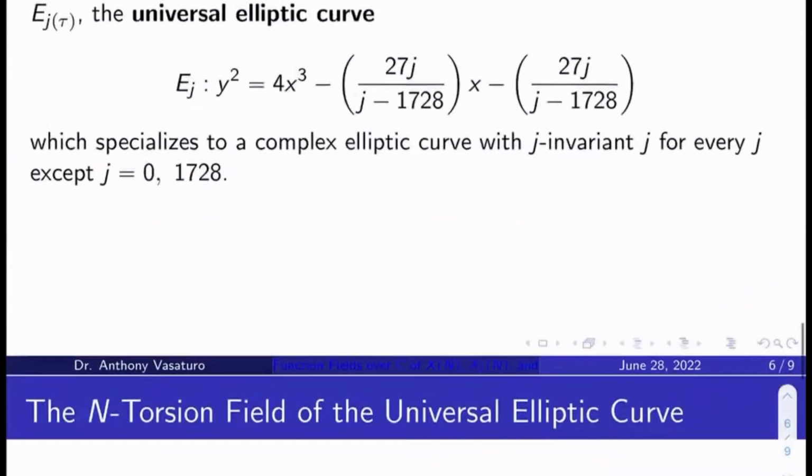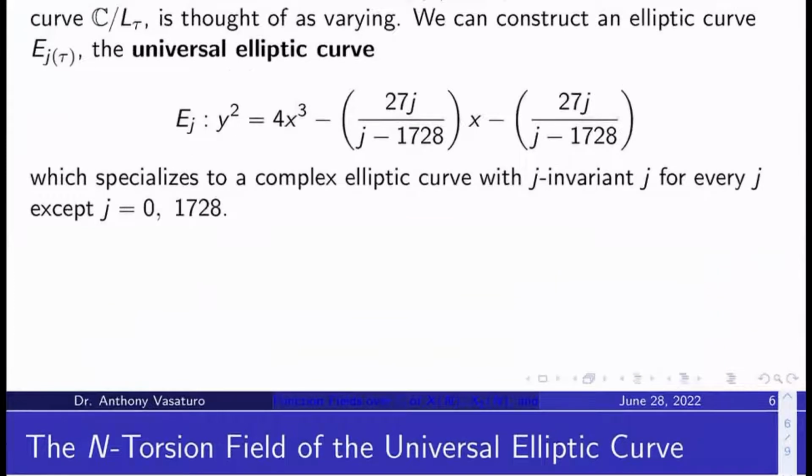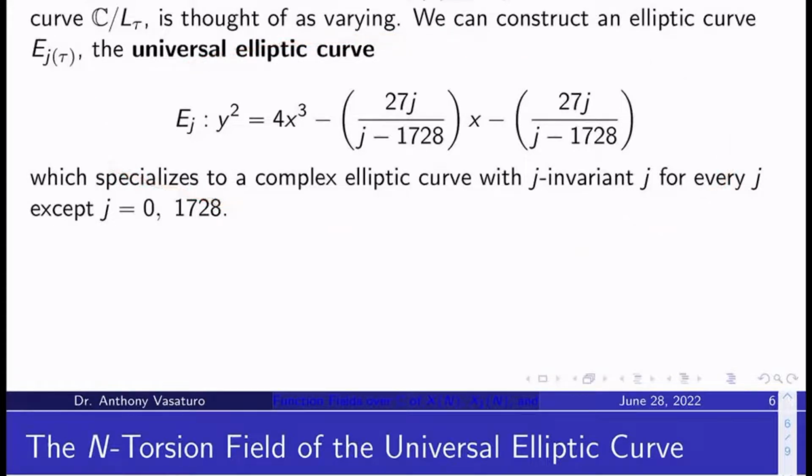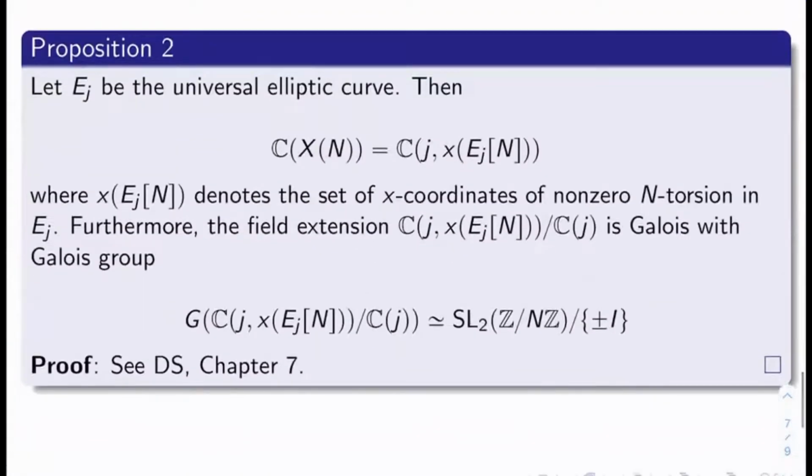Now, what is this an elliptic curve over? Given the context we've been discussing, it's best to think of this as an elliptic curve over the field C adjoin J, because all the coefficients certainly live in C adjoin J. They're all rational functions in J. So you might ask, let's take that base field and adjoin the x coordinates of the capital N torsion of E sub J to it. What kind of field do we get?